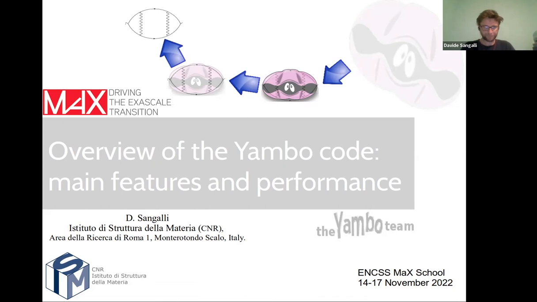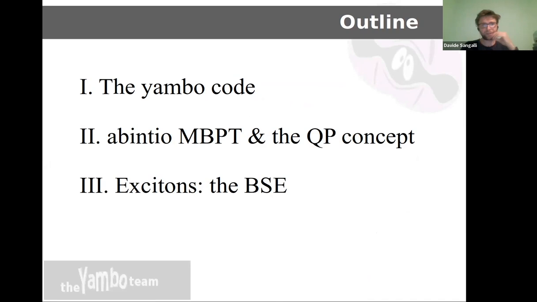Now this is the outline of my presentation. I will have a first part, which is mostly focused on the code, so a few details on the developers, the features, how we handle it. And then there will be two parts which are more devoted to the theory, and in particular to the two main features of the Yambo code, which is the description of what is ab initio many-body perturbation theory and the introduction of the quasi-particle concept. And then the description of excitons within the Bethe Salpeter equation. And then I recall that later there will be another lecture which is more focused on the GW and on the quasi-particle concept. And afterwards, the tutorial will be on this part.